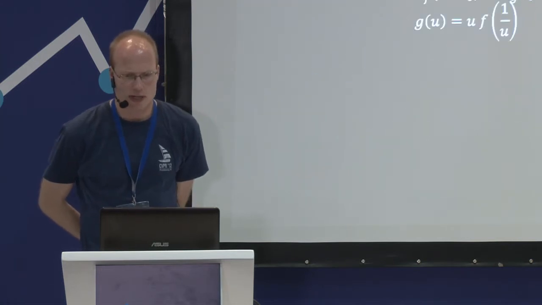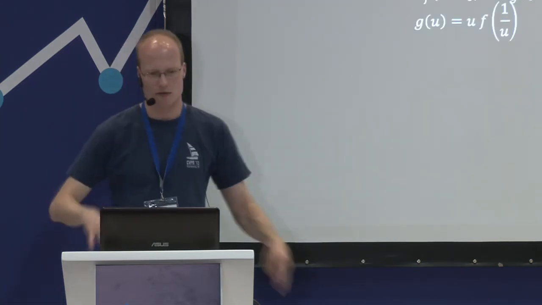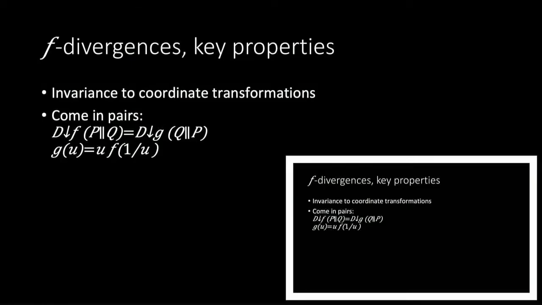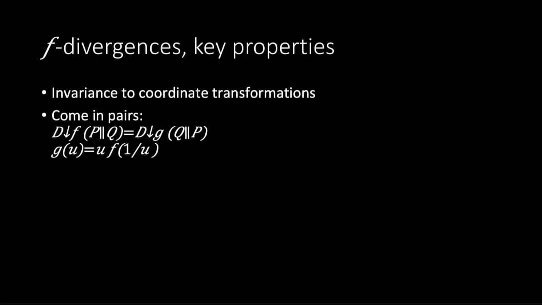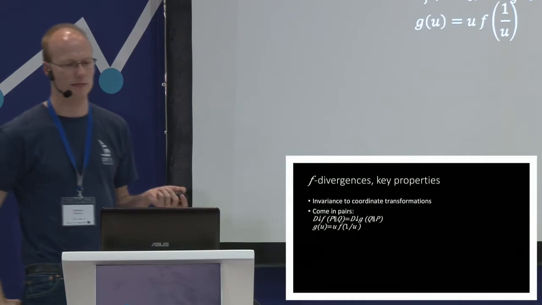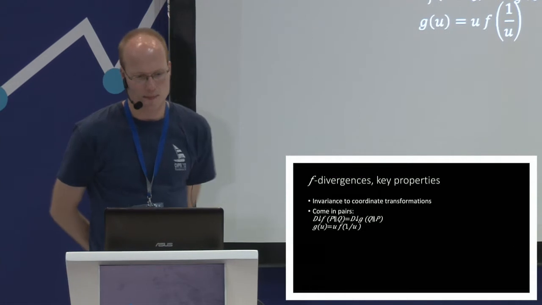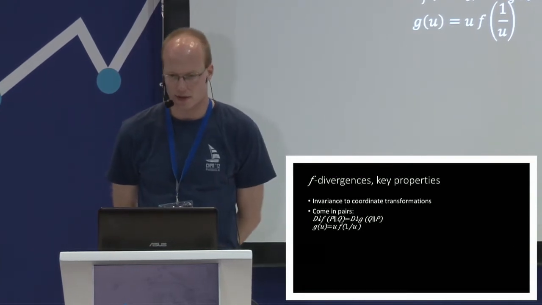Okay, one more property of f divergences before we zoom out again. They always come in pairs. So if you have an f divergence, you can always get another f divergence, which swaps the two arguments. So it's just good to know. And the function g has a very simple expression. So that's just good to know.